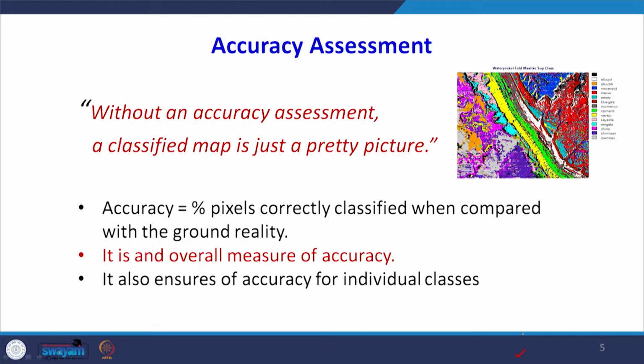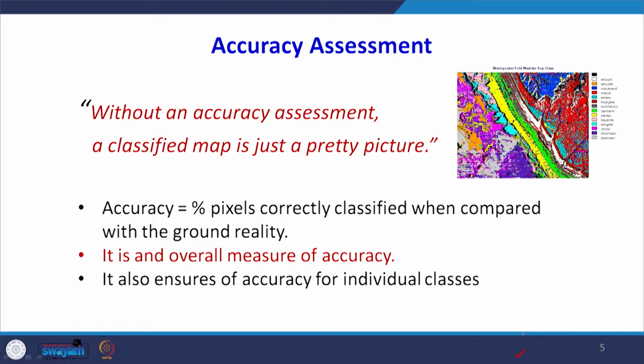and it also provides the understanding of the usefulness of the map. So, if the maps have poor accuracy, then probably the usefulness is less. If the map has higher accuracy, the usefulness is definitely higher for such kind of maps. So, we have to determine the accuracy of the classified map.